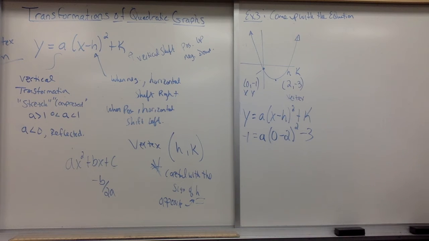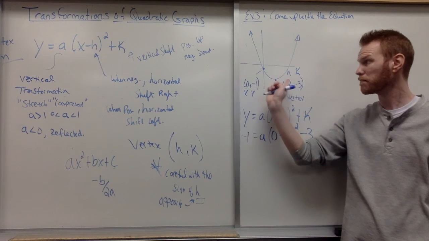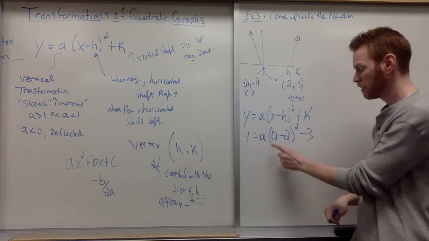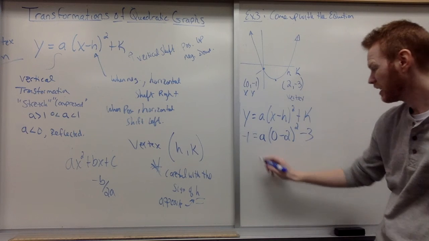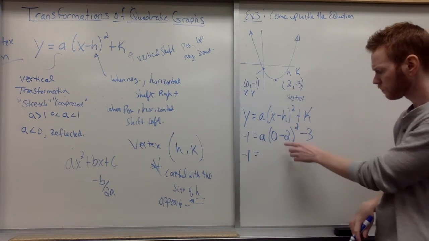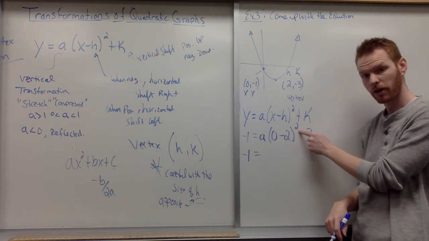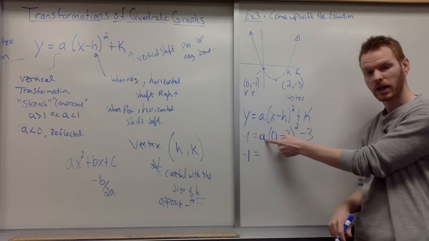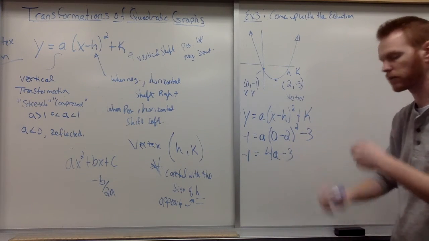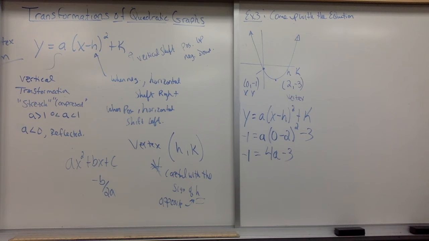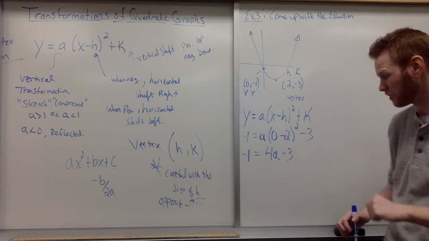Okay? Do you see why I picked this guy as my point? Like I said, I could pick any point that's on this curve. But 0 is a nice way to calculate this, huh? Makes this a lot easier. -1 equals, now, 0 minus 2, -2. Square it, I get 4. And 4 times A gives me 4A. And then put -3 afterwards. We're almost done. Getting close, really close.